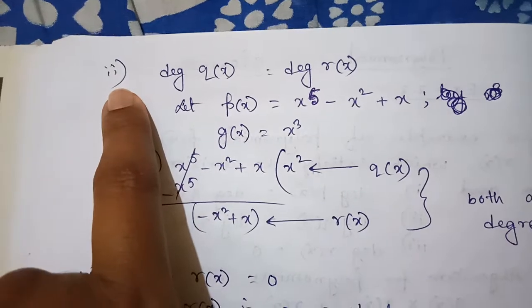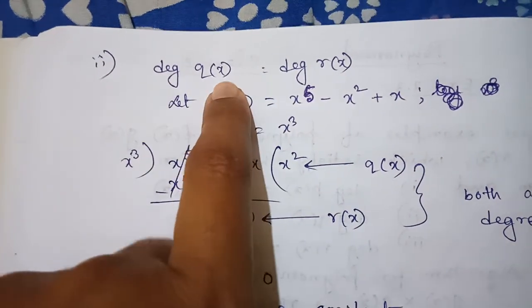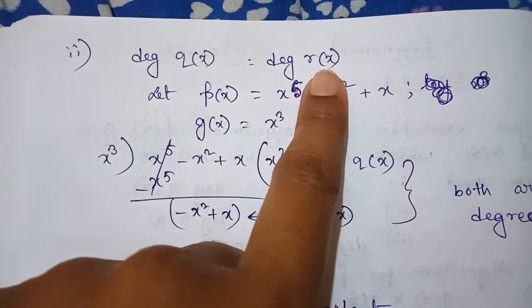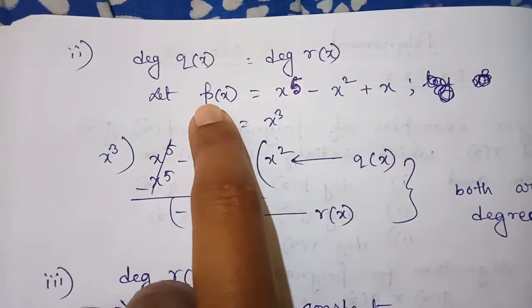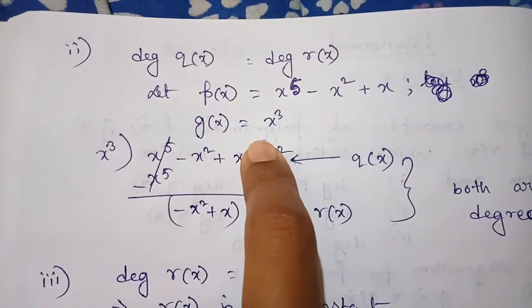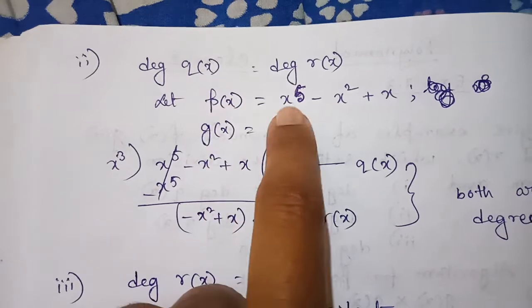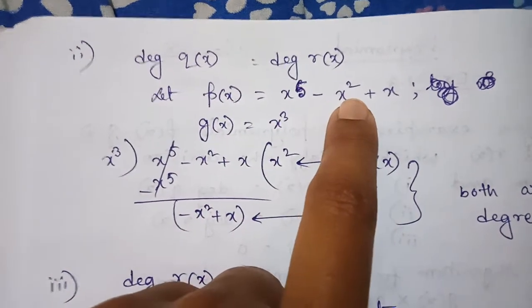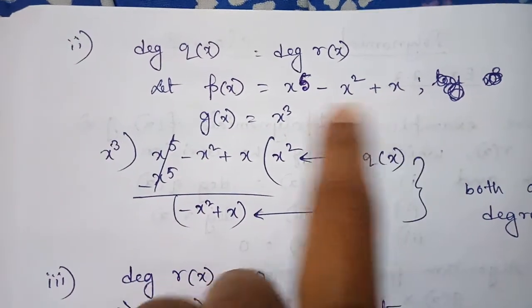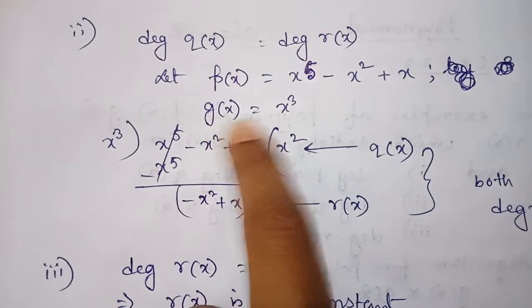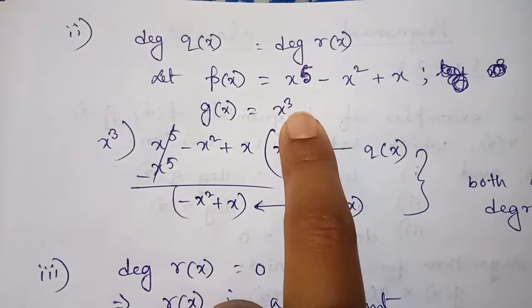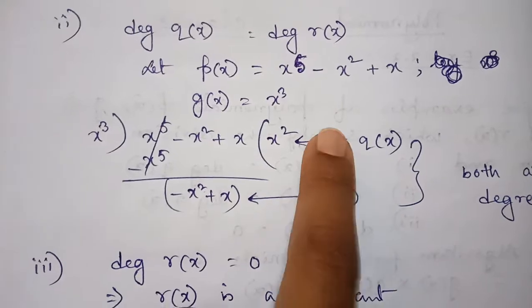Coming to the second option, that is degree of q of x equals degree of r of x. Now look at this example that I have given. P of x equals x to the power 5 minus x square plus x, and the divisor polynomial I have taken as x cube. Now look at this division process.